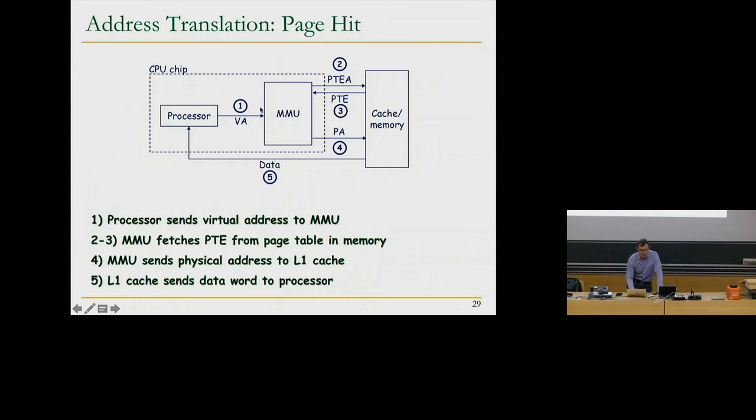So this translation unit mediates your access to memory, essentially. It also tells you cannot access this page, for example. Or if this page is not allocated, you get a fault saying that you're trying to access a page that you've not allocated.